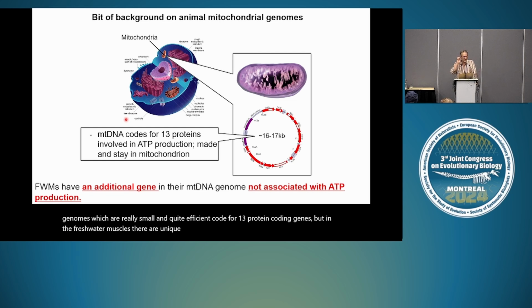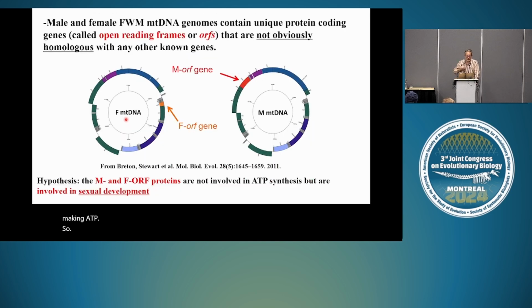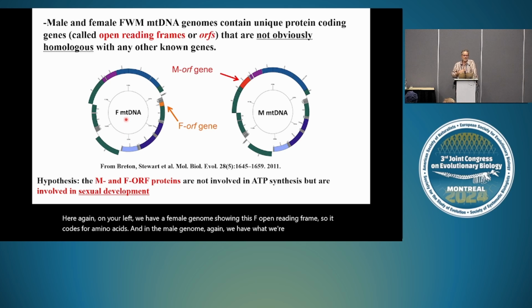There's a unique gene in the female transmitted genome, and there's a unique gene in the male transmitted genome that don't have any obvious homology with any other genes and don't appear to be associated with making ATP. So here again on your left we have a female genome showing this F open reading frame, so it codes for amino acids. And in the male genome, again, we have what we're calling the M-type open reading frame, or MORF.